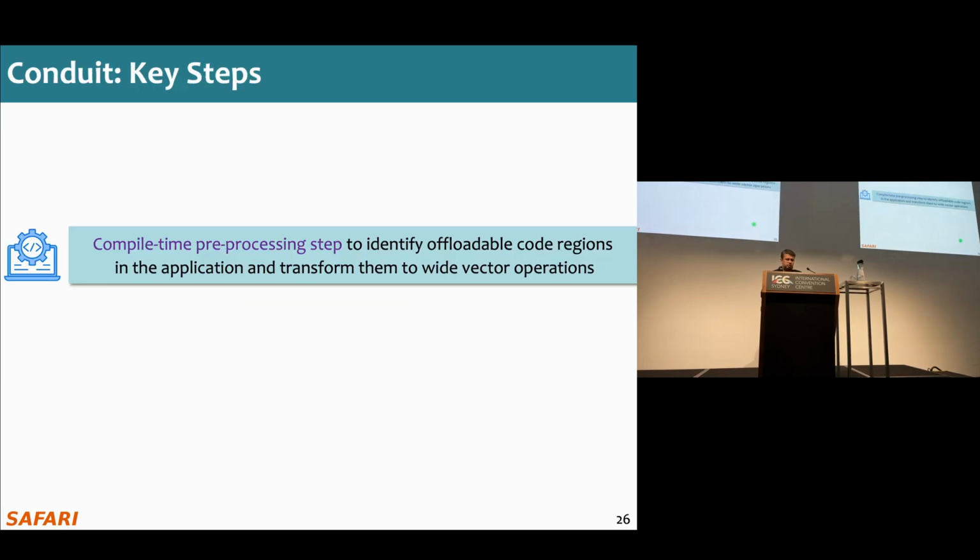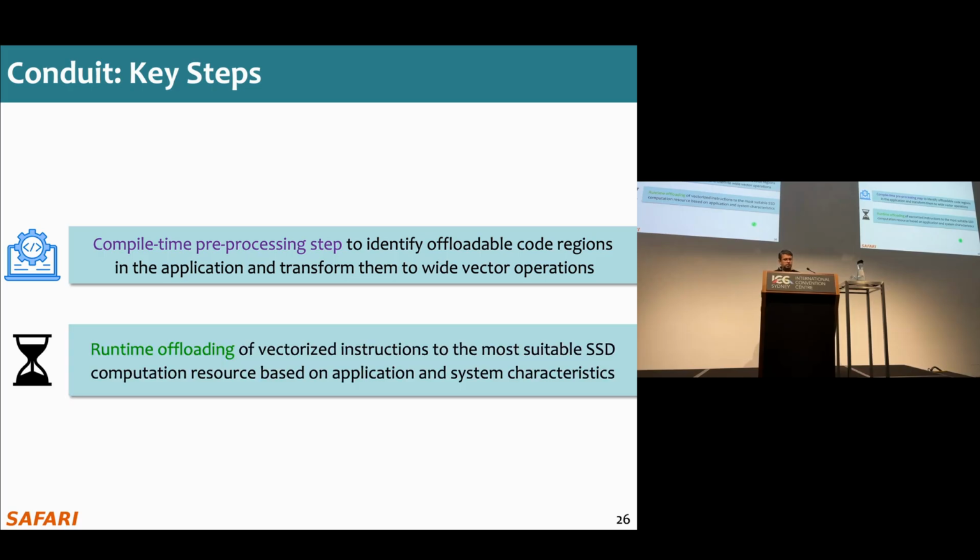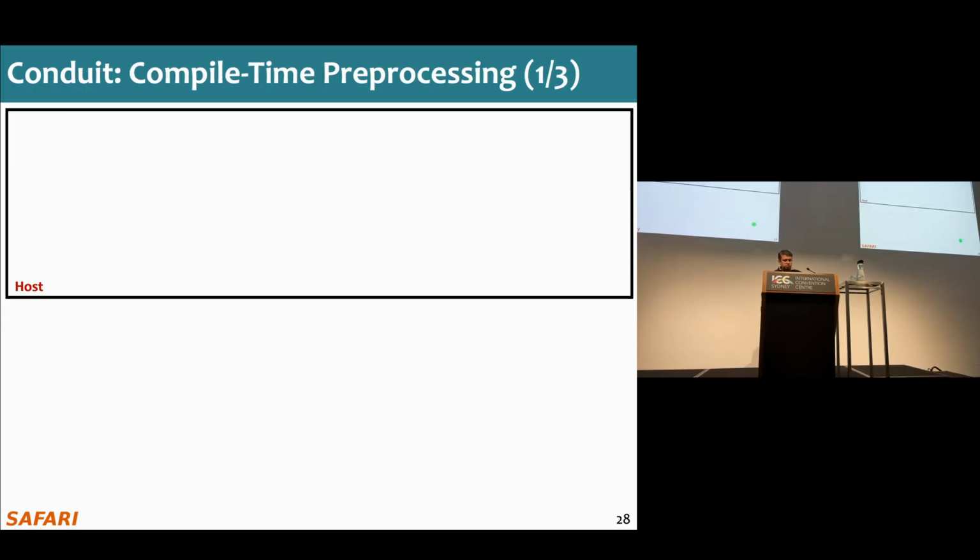It has two key steps: a compile time pre-processing step to identify offloadable code regions in the application and transform them into wide vector operations, and a runtime dynamic offloading step that takes these vectorized instructions and maps them to the most suitable SSD computation resource. And this is done based on application and system characteristics. Let's look at the compile time pre-processing step in a bit more detail.